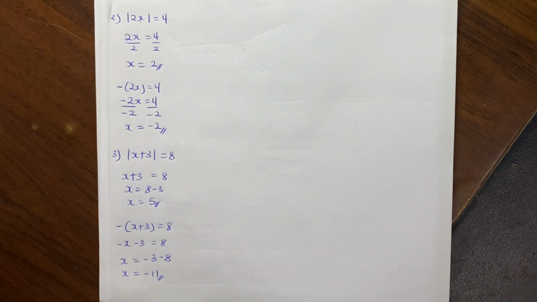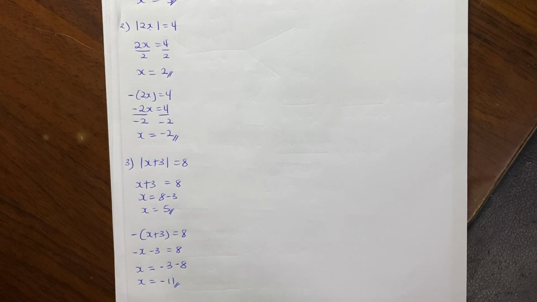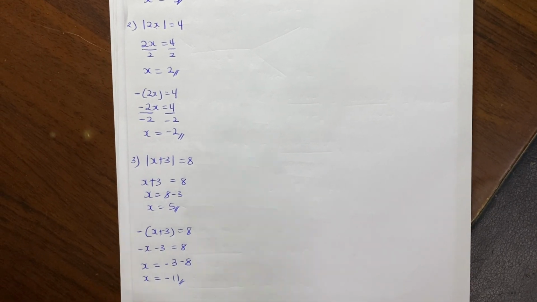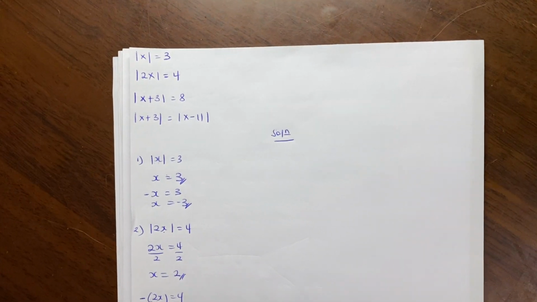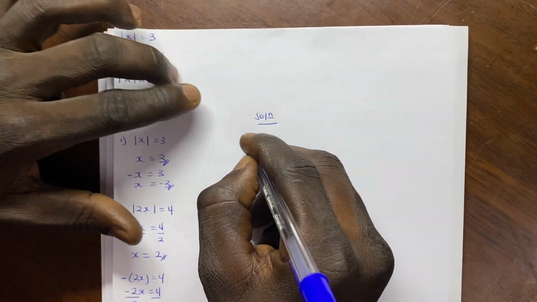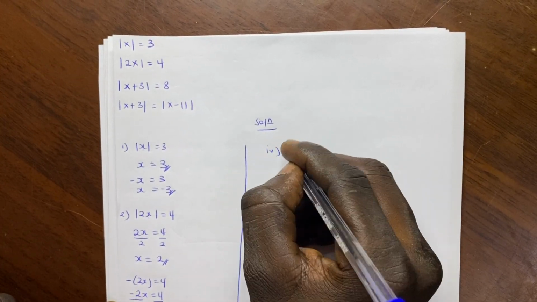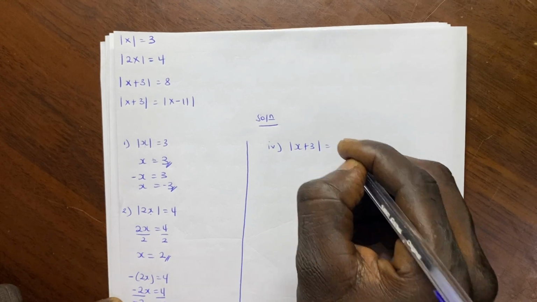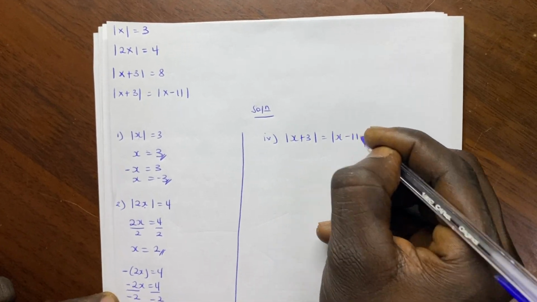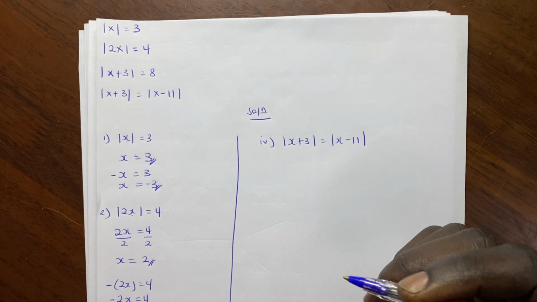So far, what we've done is called one-sided absolute. What about instances where we have the absolute sign on both sides of the equal sign? That's the last question that we are going to look at. For the fourth one, where we have two absolute signs, absolute of x plus 3 is equal to absolute of x minus 11. We are going to go through it, and afterwards I'll teach you a simple way to solve it.